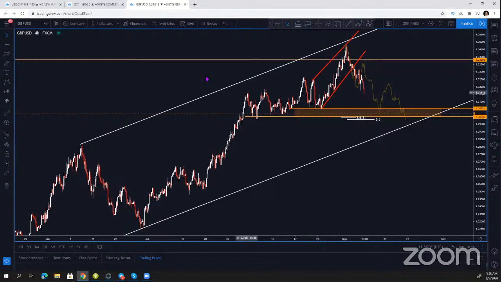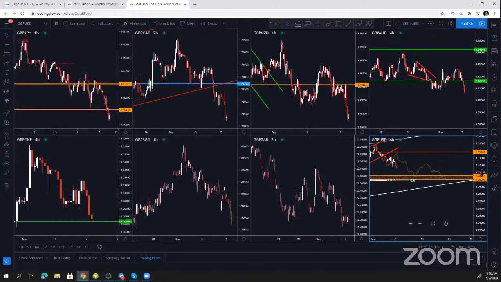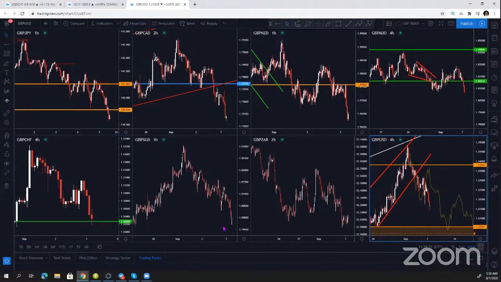how it went down for 120 pips after the open, right? So that's one market that I'm looking at. The pound versus the Swiss franc is another market that I was looking at. Hold on, let me just grab the chart.